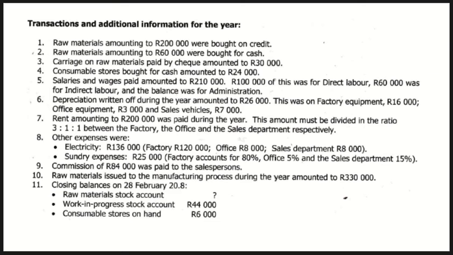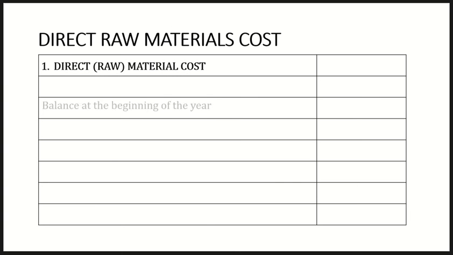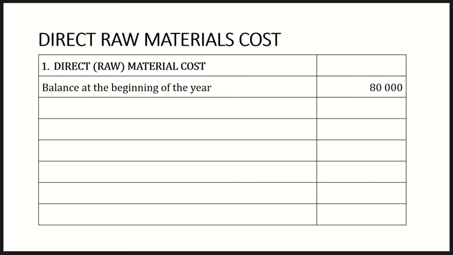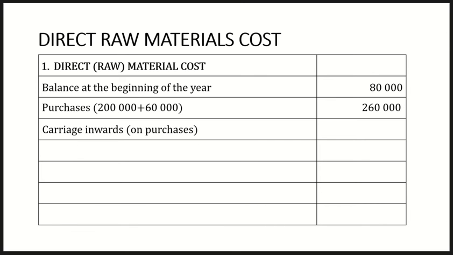We did everything here, if I'm not mistaken. Let's just go through it for you to understand. You'll have the balance at the beginning of the year for direct materials, 80,000. Then you will have purchases, which is 200,000 plus 60,000. We didn't have any returns. That gives you 260,000. Then you have carriage inwards, which was 30,000. You add those up and it gives you 370,000.